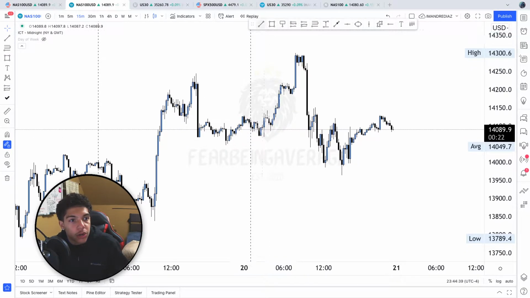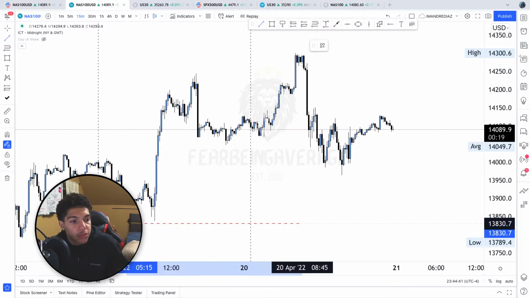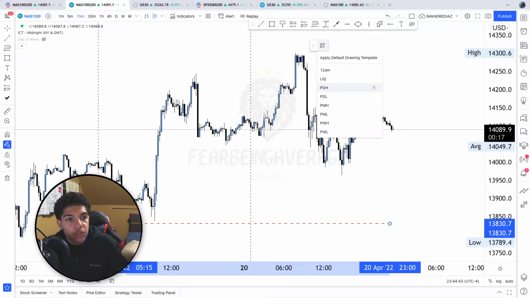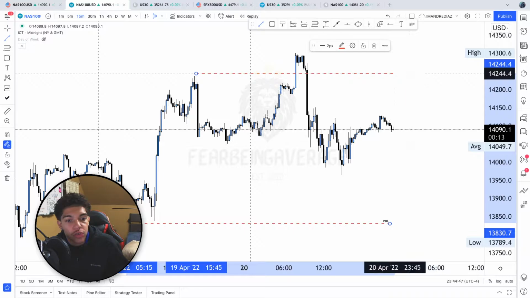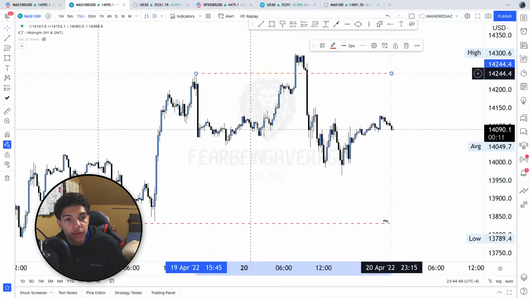So the first thing we're going to do is get our previous day's highs and previous day's lows. The reason we do this is to map out potential areas of liquidity grabs that price is going to potentially reach for.